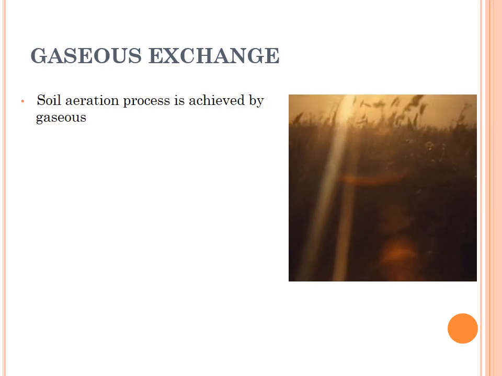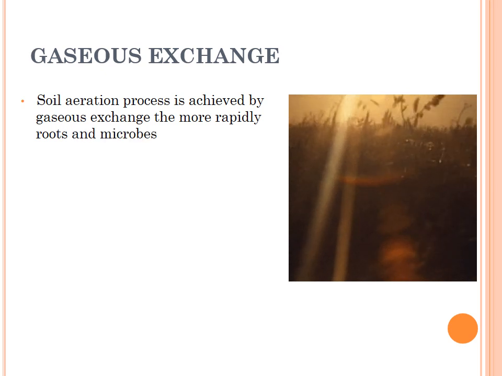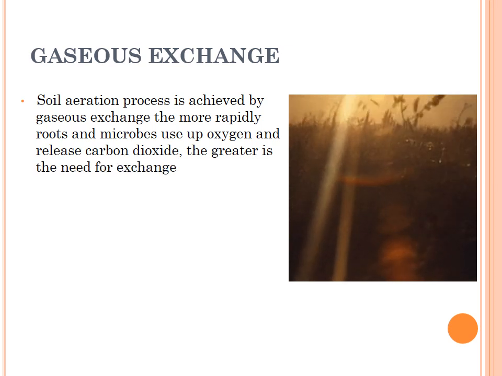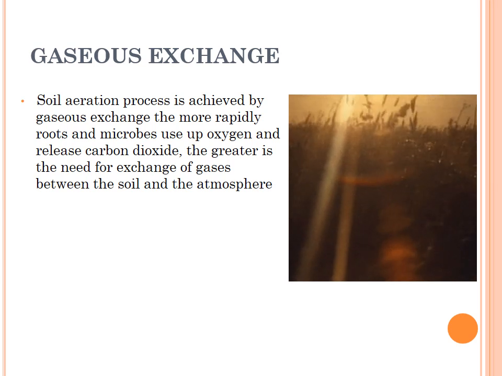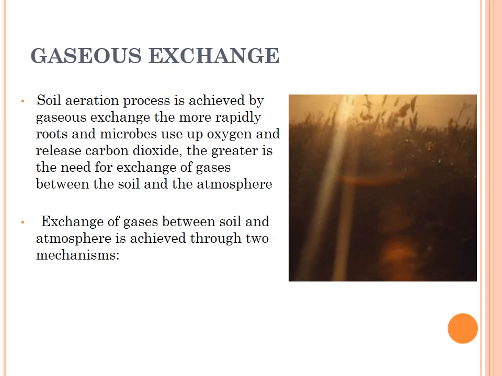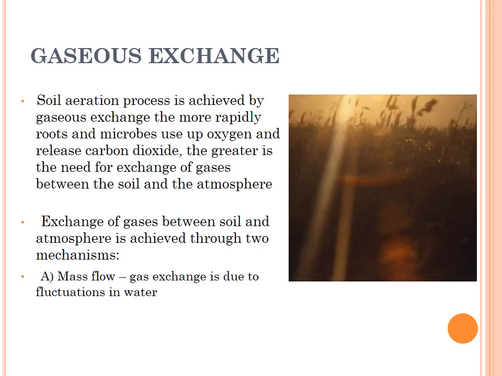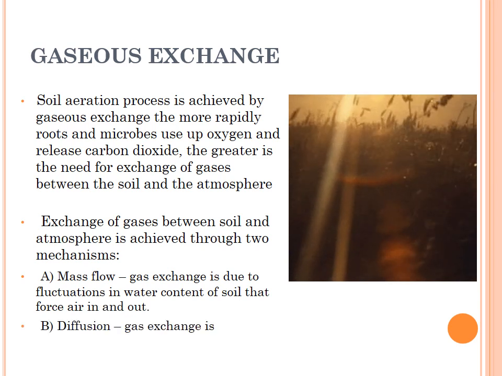Now the next term we will learn about is gaseous exchange. The soil aeration process is achieved by gaseous exchange. The more rapidly roots and microbes use up oxygen and release carbon dioxide, the greater is the need for exchange of gases between the soil and the atmosphere. Exchange of gases between soil and atmosphere is achieved through two mechanisms. First is mass flow, in which gas exchange is due to the fluctuations in water content of soil that force air in and out. And the second is diffusion, in which gas exchange is by partial pressure.